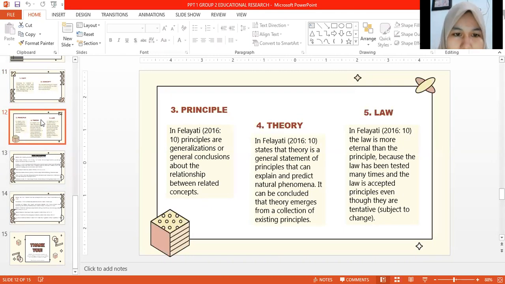The next slide. And principle. In Velayati 2016, principles are generalizations or general conclusions about the relationship between related concepts. In other words, the principle is the simplification of related concepts.